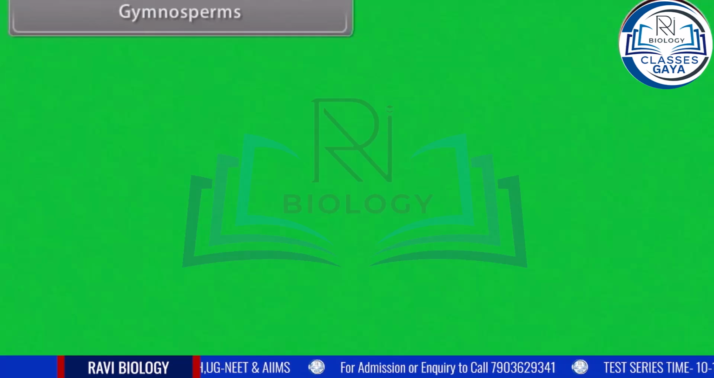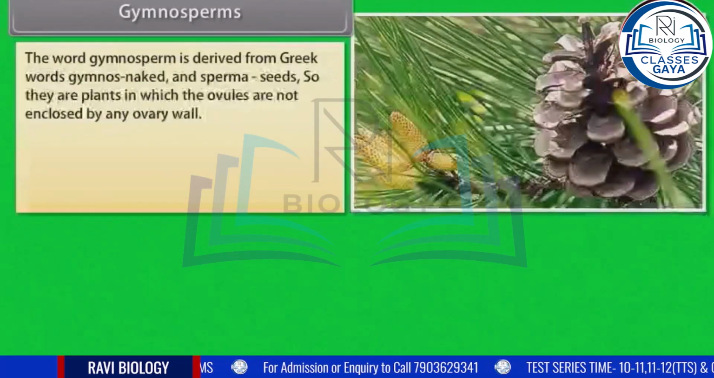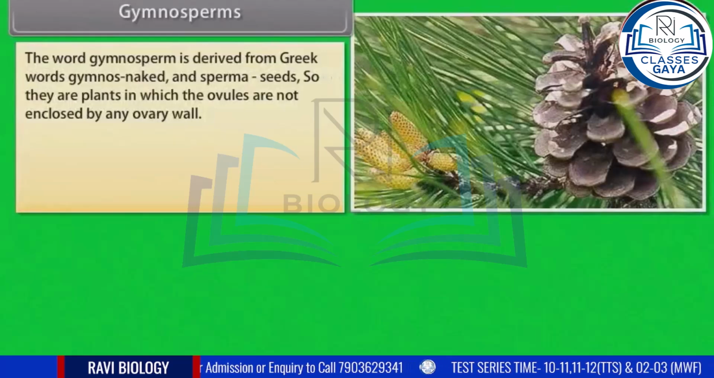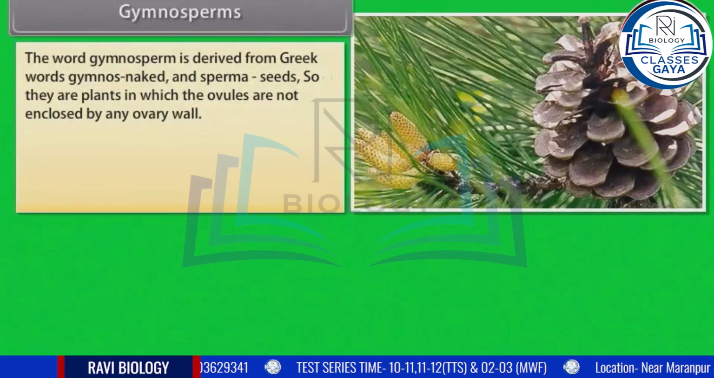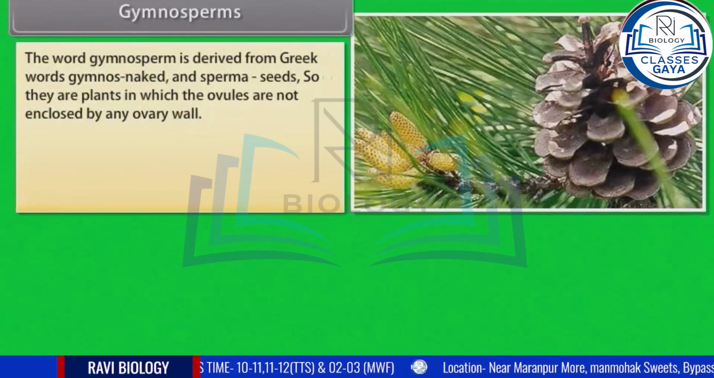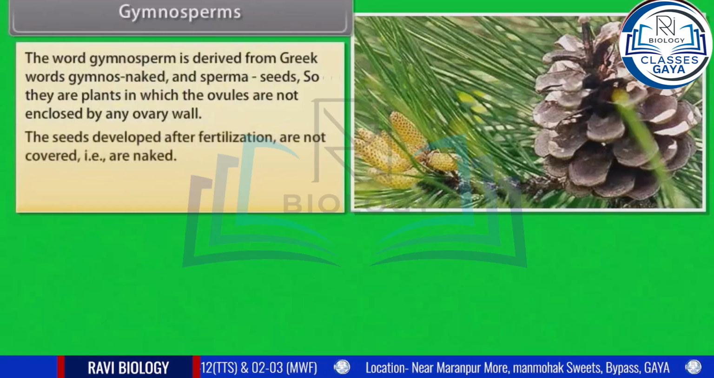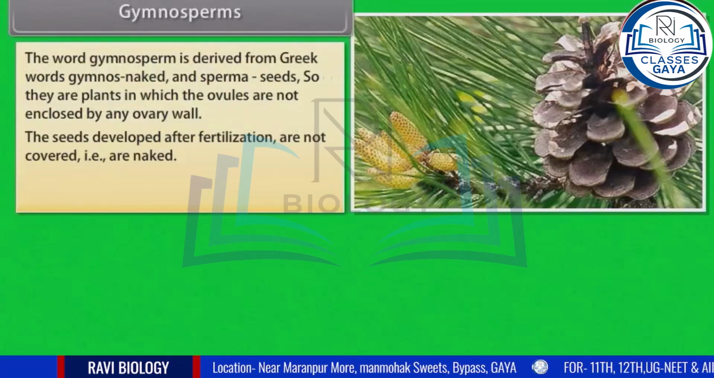Gymnosperms. The word gymnosperm is derived from the Greek words gymnos, naked, and sperma, seeds. So they are plants in which the ovules are not enclosed by any ovary wall. The seeds that develop after fertilization are not covered, that is, they are naked.